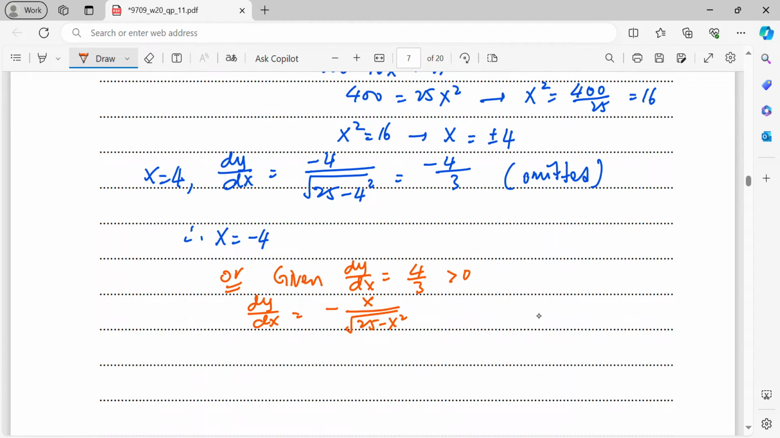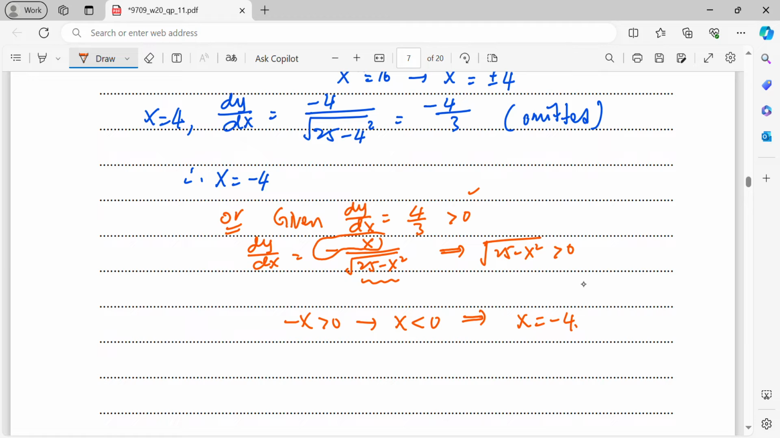Okay, so your dy/dx is this result. For your information, we know that this square root must be positive, because our dy/dx is positive. So your square root of 25 minus x squared must be positive. We know that this is always positive, which means this minus x should be positive. So minus x should be positive, which means your x should be less than 0. Hence, your x is -4. This is the explanation on choosing -4 instead of +4.